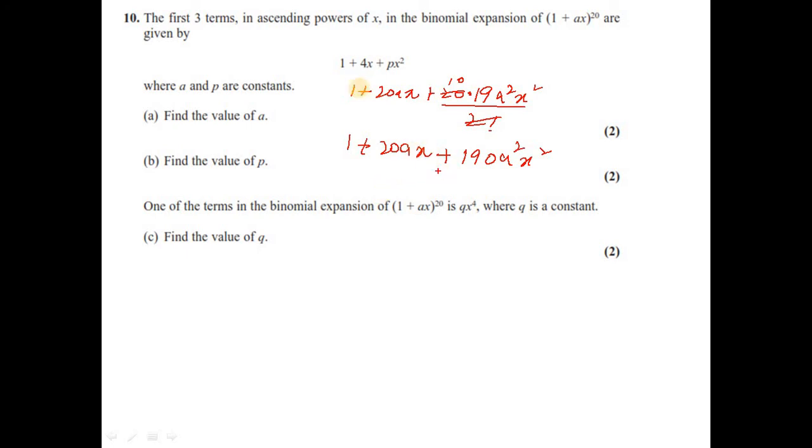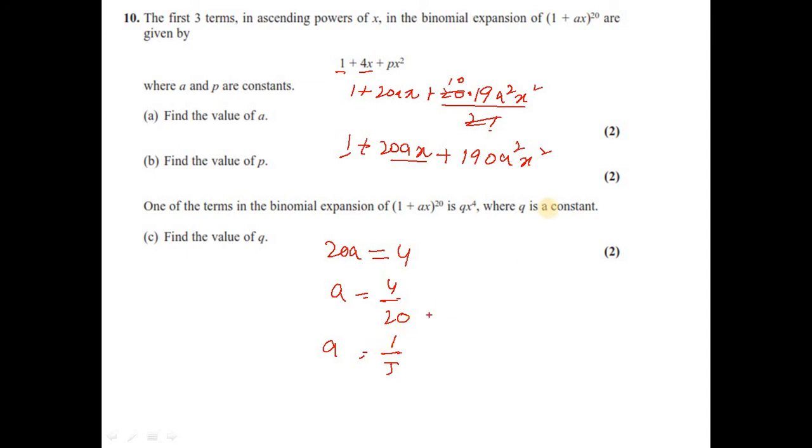Clearly you can compare the second term. So 1 is 1, this is the same, but here you have a 4x, here you have a 20ax. That means 20a is equal to 4. So a is equal to 4 upon 20. That means a is equal to 1 upon 5. This is the value of a.